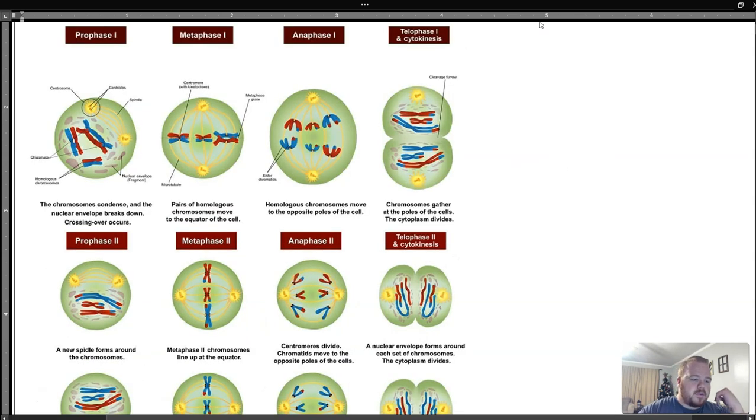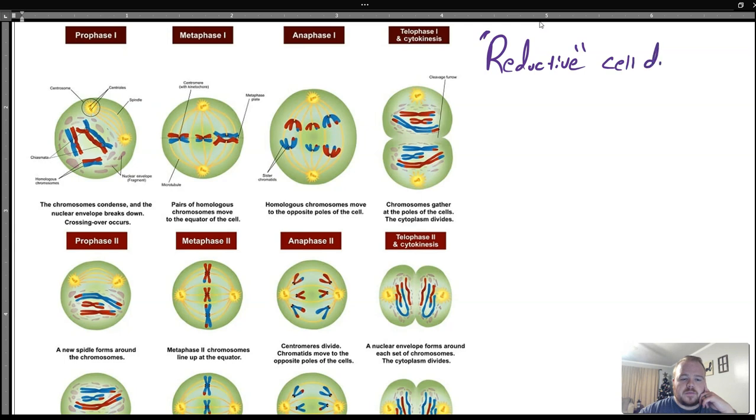Alright, so now we have the overall process of meiosis, which is defined as reductive, we're going to put a little parentheses around this, cell division. We should also note, because it is dealing with nuclei, that it is a eukaryotic thing. It's a eukaryotic overall process.